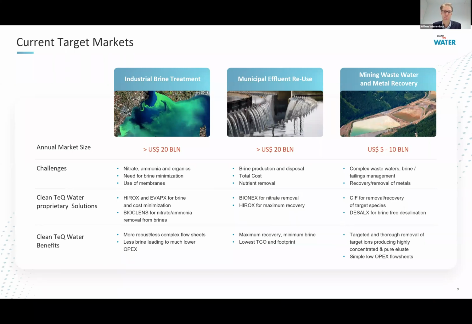And secondly is municipal reuse, which means municipal water treatment is a very common and sort of traditional technology, but you can, instead of putting that water into the sea or into the river, you can reuse that water. So that's the second sector we are focused on. And then finally, a little bit more close to where we come from, so close to our origins, mining wastewater and metal recovery, where almost all of our technology solutions apply very well.